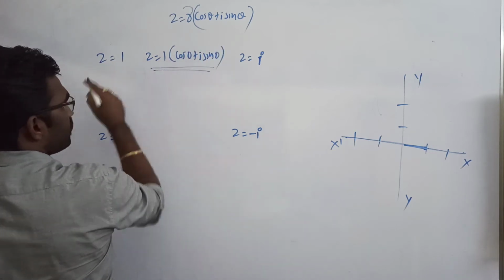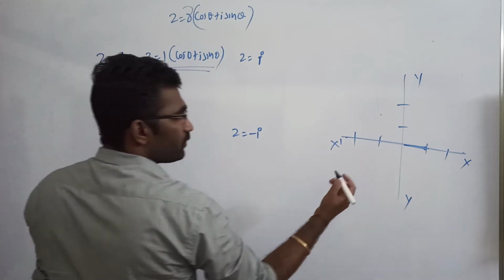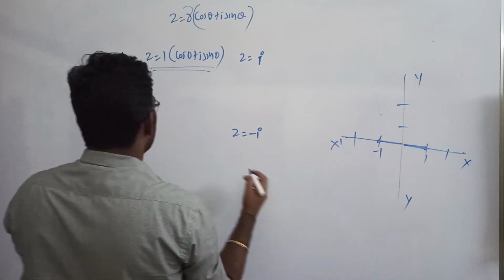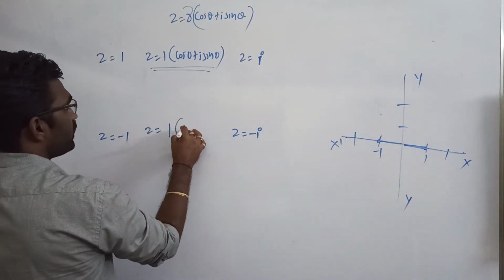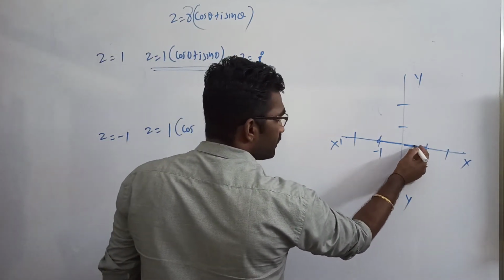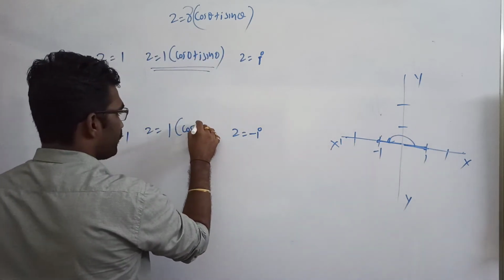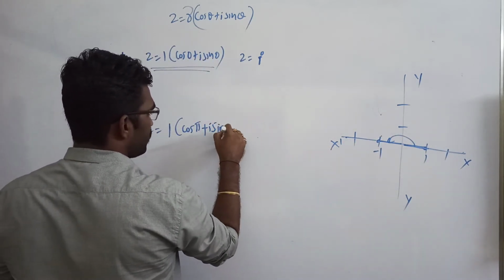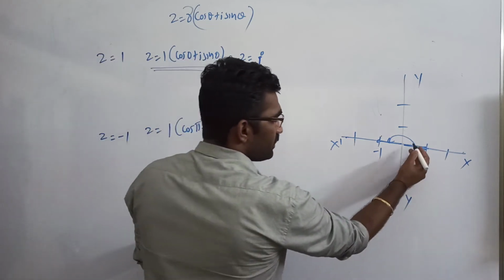Okay, this is the value of this. Minus 1, where is it? Minus 1 is here, 1 is here. So what is the distance? Again 1. Therefore z equals 1 into cos of, what is the angle? Pi. So plus i sin of pi. Why? Because the angle is 180 degrees.